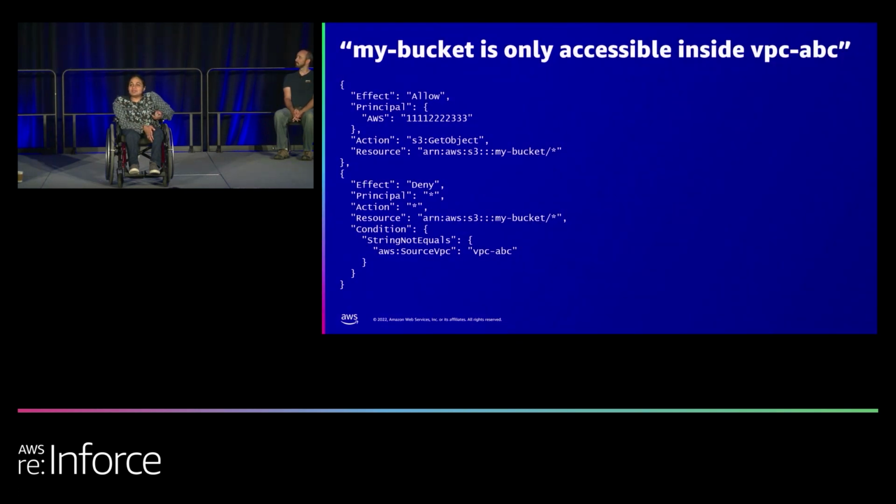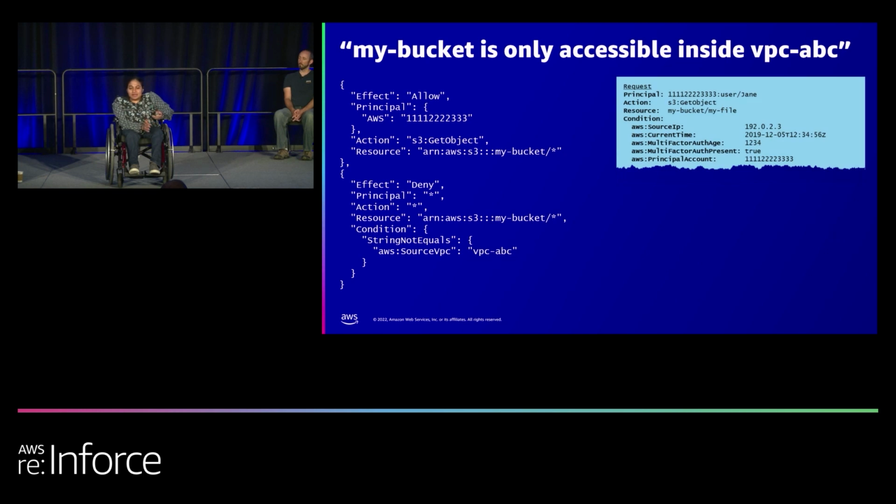Now, let's imagine we have this policy here. It's allowing get object access to an account and then denying some of that access. Suppose we want to know a universal statement such that my bucket is only accessible from inside vpc-abc. And we want to know that this is true for every possible request in the universe. It's a lot to ask for. There's an infinite number of requests in the universe. So how do we do it? We'll start with a single request and see what happens.